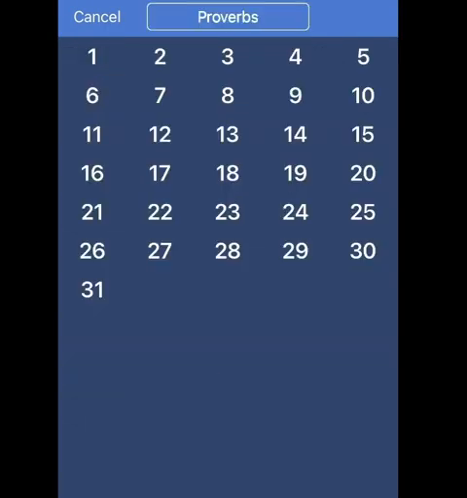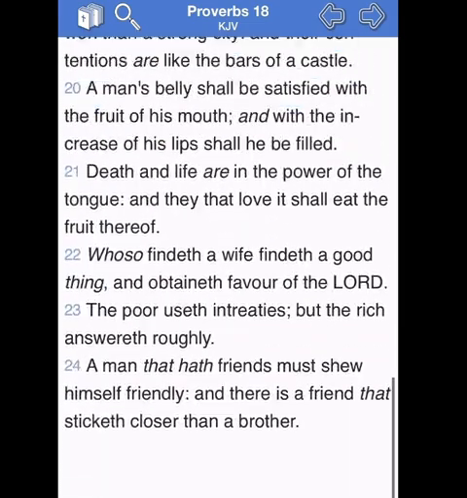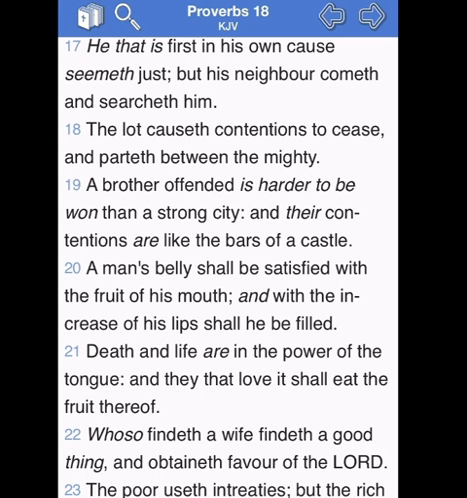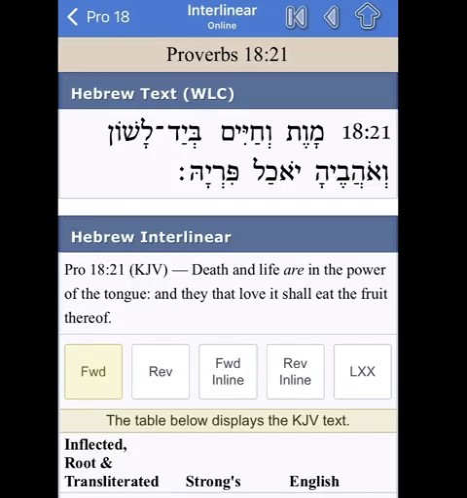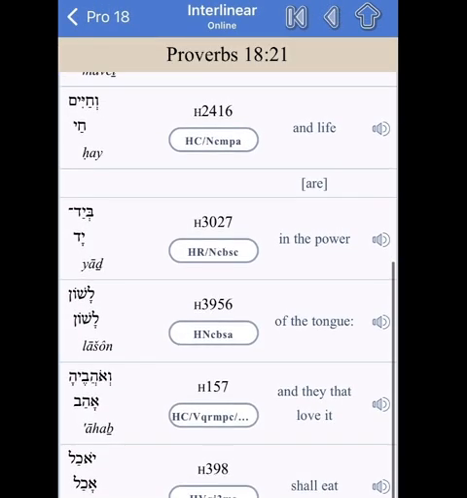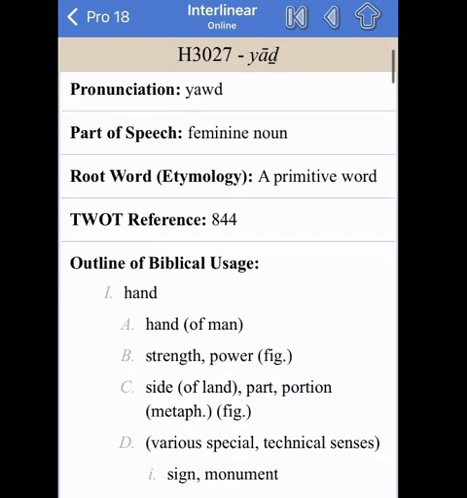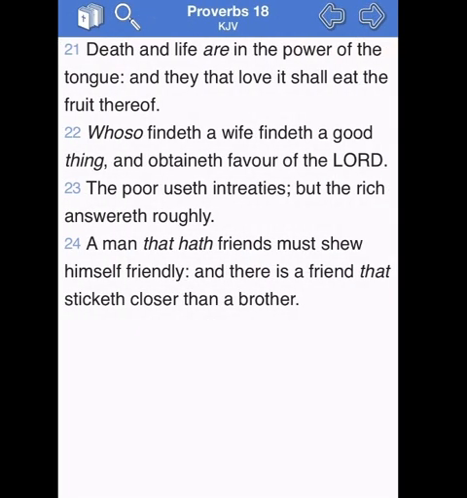This is Mashah, Proverbs chapter 18 and verse 21. You see, because there's power in your hand, and it says, "Death and life are in the power of the tongue, and they that love it shall eat the fruit thereof." I'm going to run it back. Proverbs 18:21. Death and life are in the power of the tongue, and they that love it shall eat the fruit thereof. All right, but this word right here for power, it ultimately goes into yad. It says bayad, which yad is the hand. It says hand, strength, power.